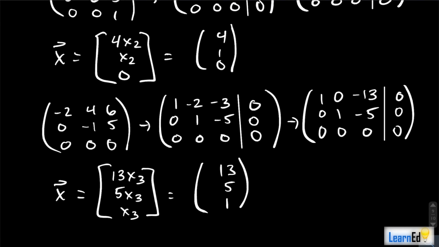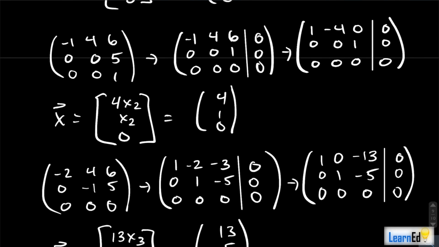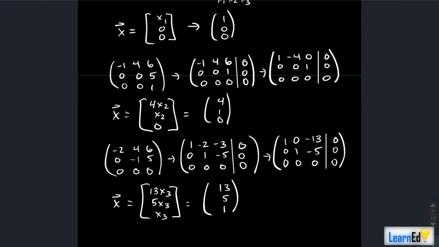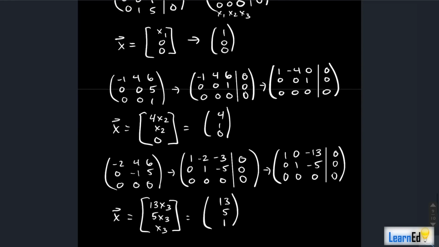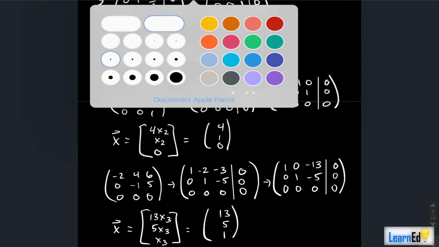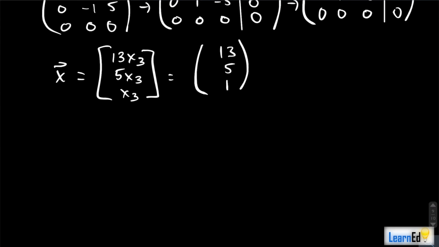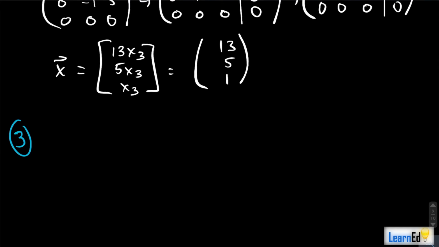Okay? So now we have our linearly independent eigenvectors. And we have n of them, right? We have n, which is 3 here. We have an m by n matrix, that being a 3 by 3 matrix, so n is 3. Okay? So we move on to the third step. Now that we found these things, step 3 is to construct P from the vectors in step 2.